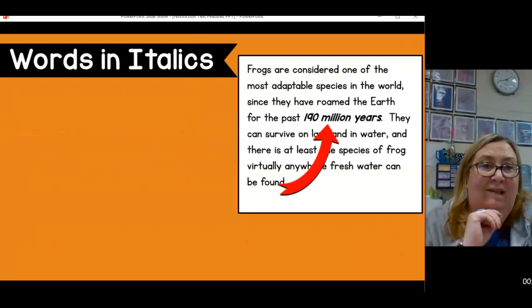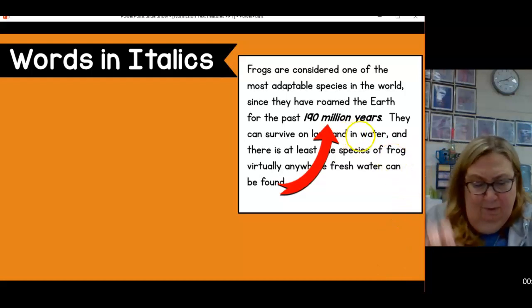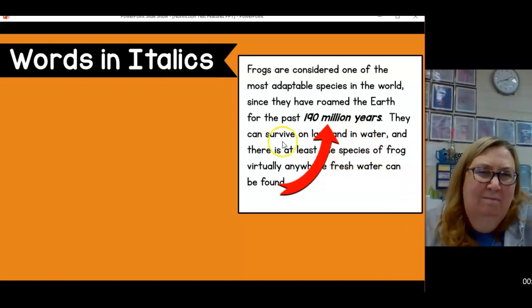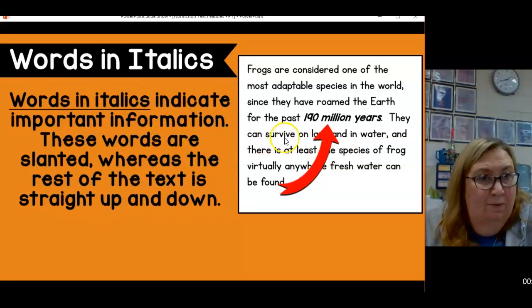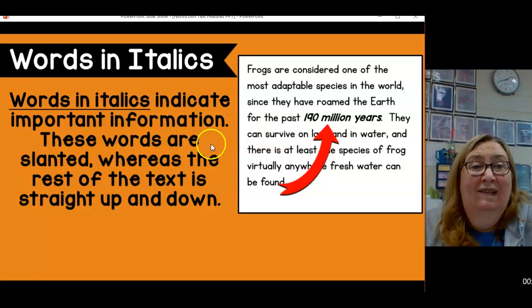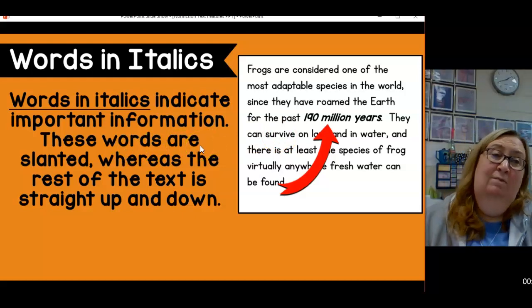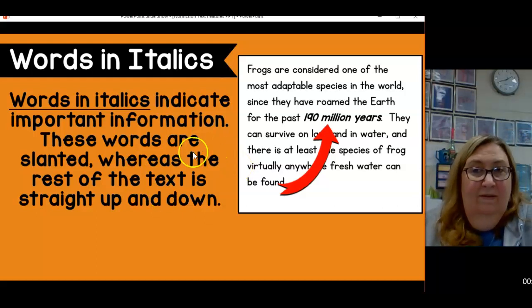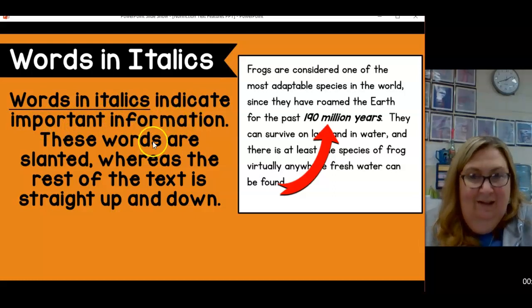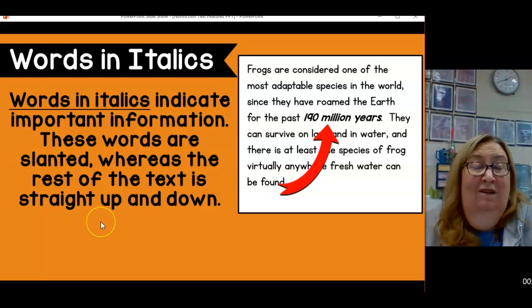Now let's look at words in italics. Words also look different. In this case, they're a little bit bolded as well, but that's not all that makes them different. Words in italics indicate important information. These words are slanted. So the rest of the text is straight up and down, and these words are slightly slanted. Okay. These indicate important information. Go fill in your companion.